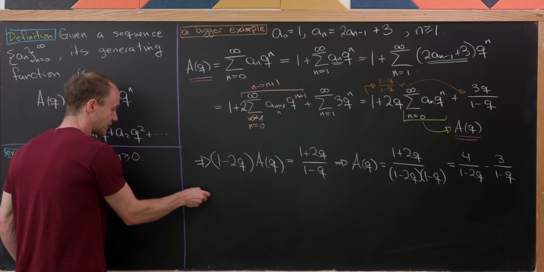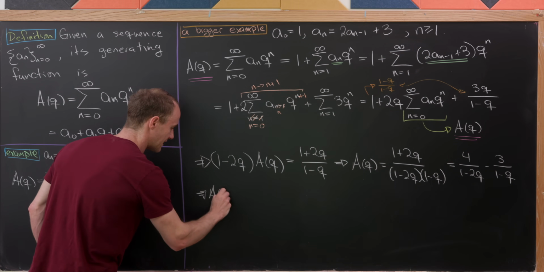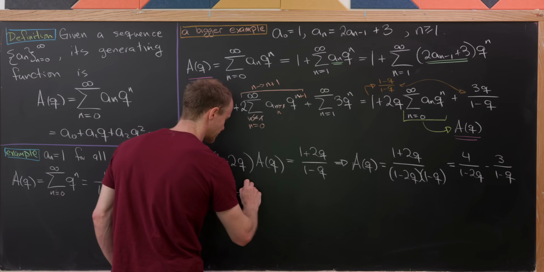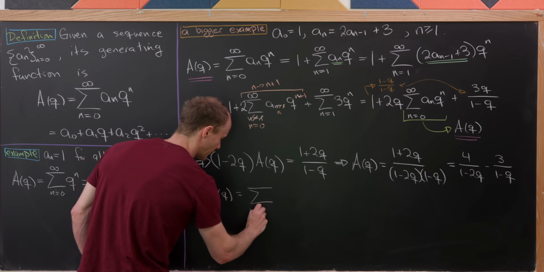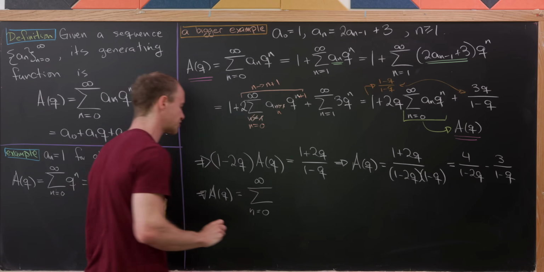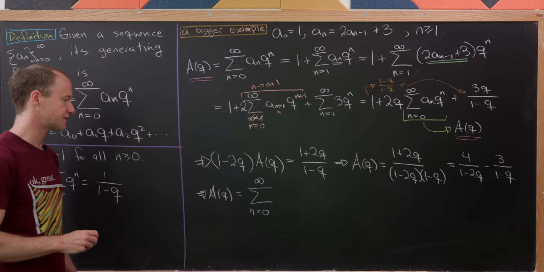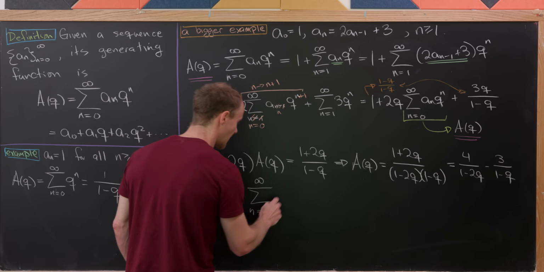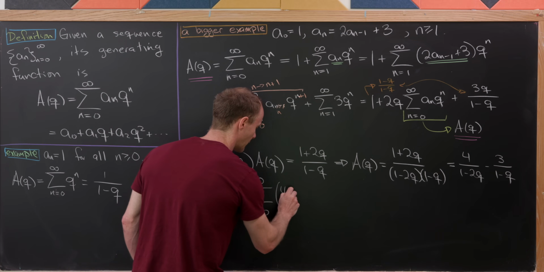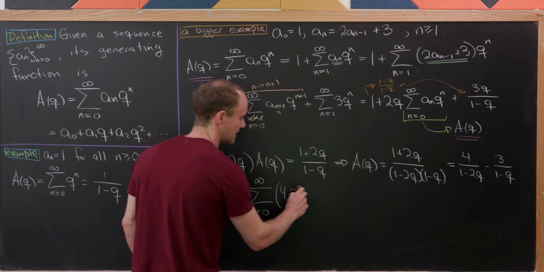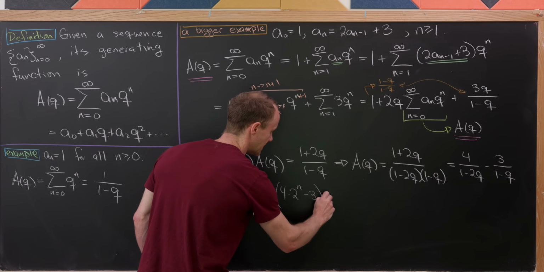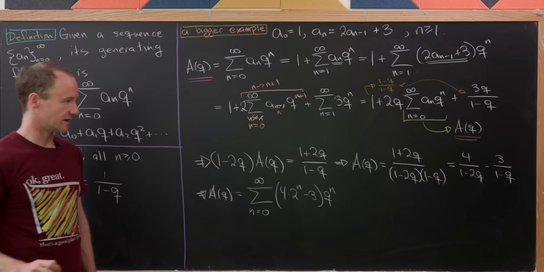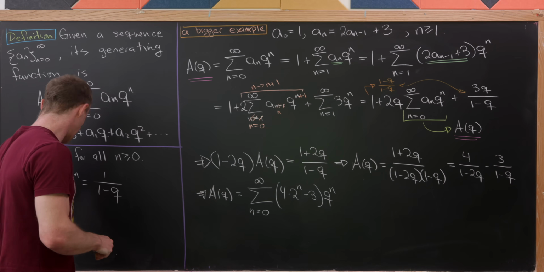And then after that, we can re-expand that as 2 different geometric series, and we'll end up with the following formula. So I'll push them back together. So we'll have the sum as n goes from 0 to infinity of 4 times 2 to the n minus 3 times q to the n. But now let's connect the dots.